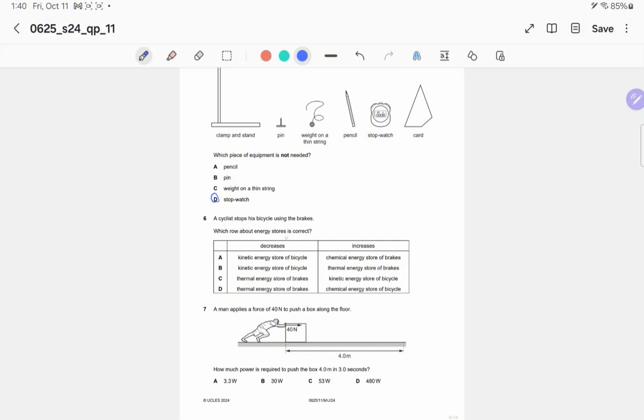A cyclist stops his bicycle using the brakes. Which row about the energy stores is correct? First one decreases, second one increases. So he has to stop, so the movement is coming to a halt.